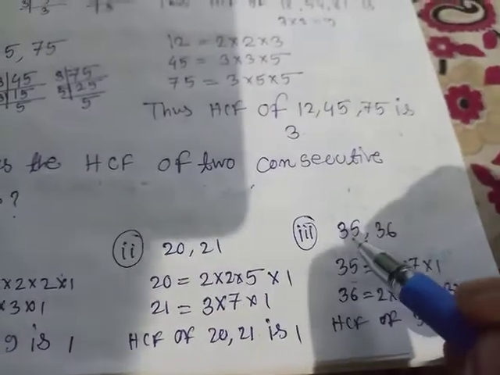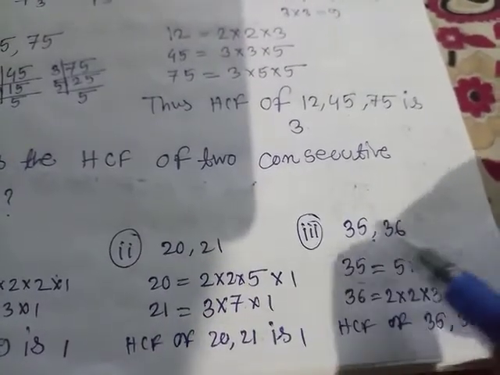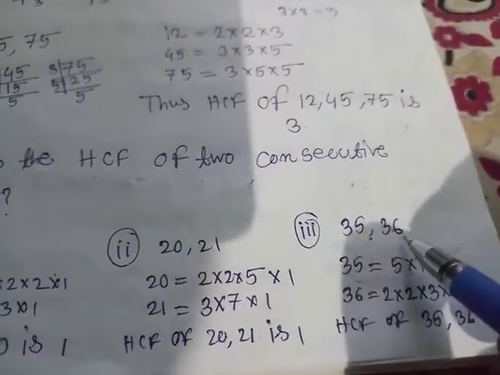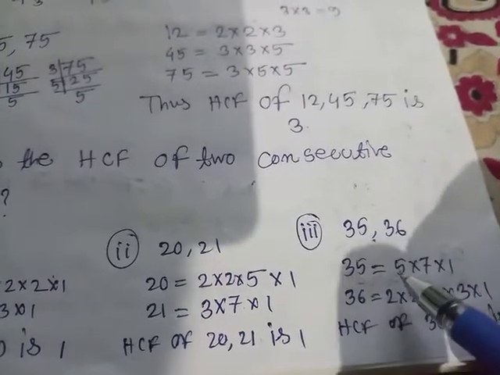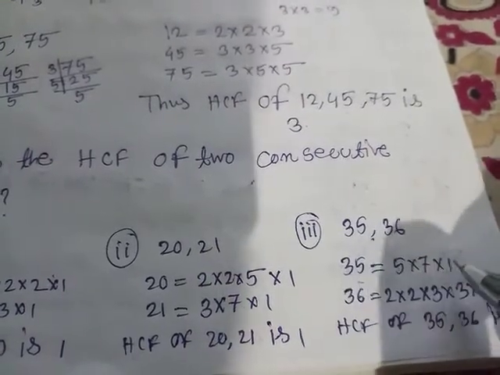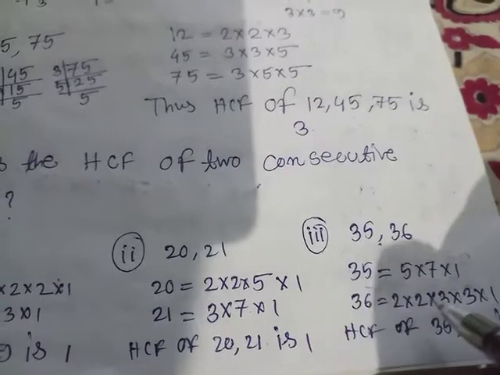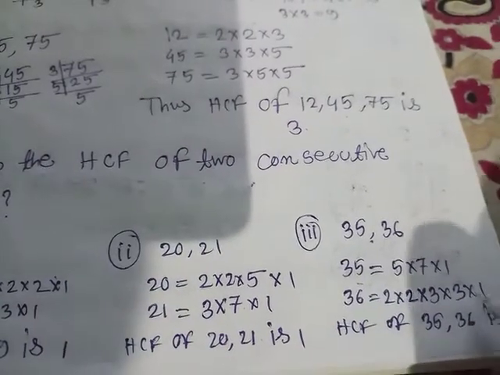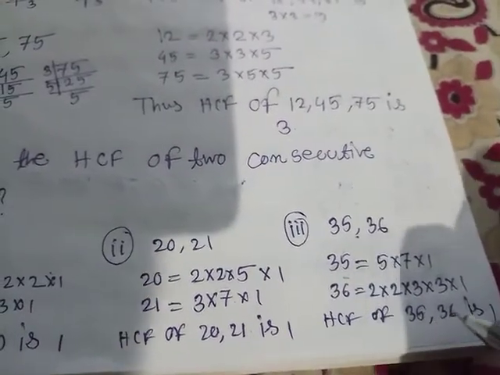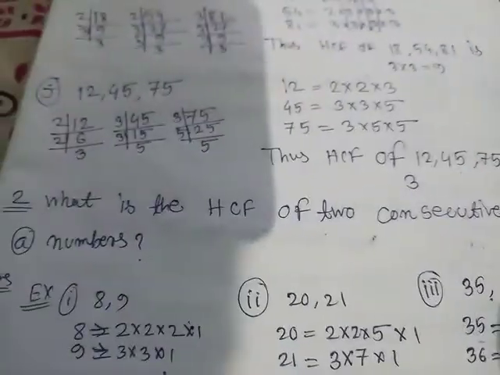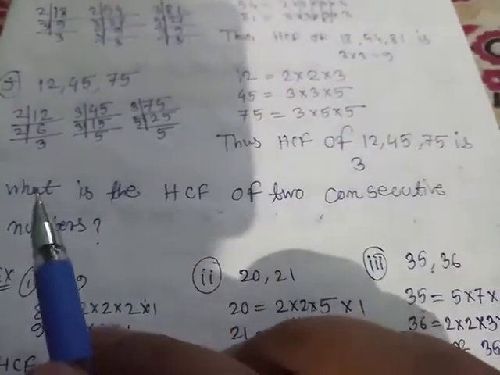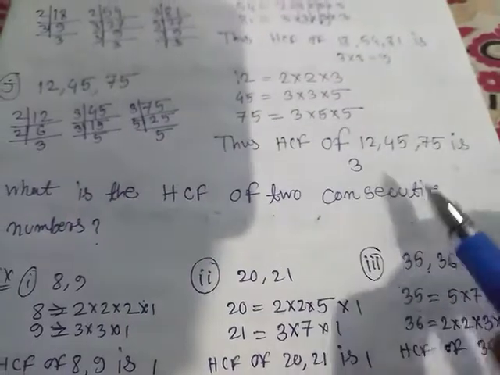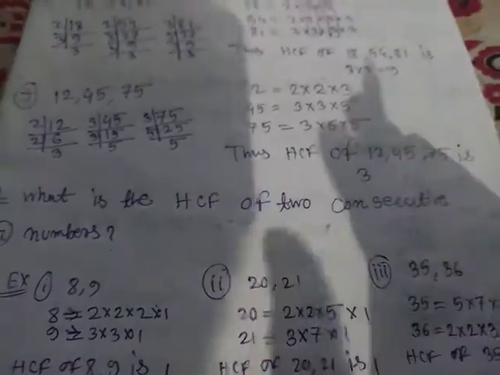Number 3: 35 and 36. Both are consecutive numbers. 35 equal to 5 into 7 into 1. 36 equal to 2 into 2 into 3 into 3 into 1. So HCF of 35 and 36 is 1. So HCF of two consecutive numbers is always 1.